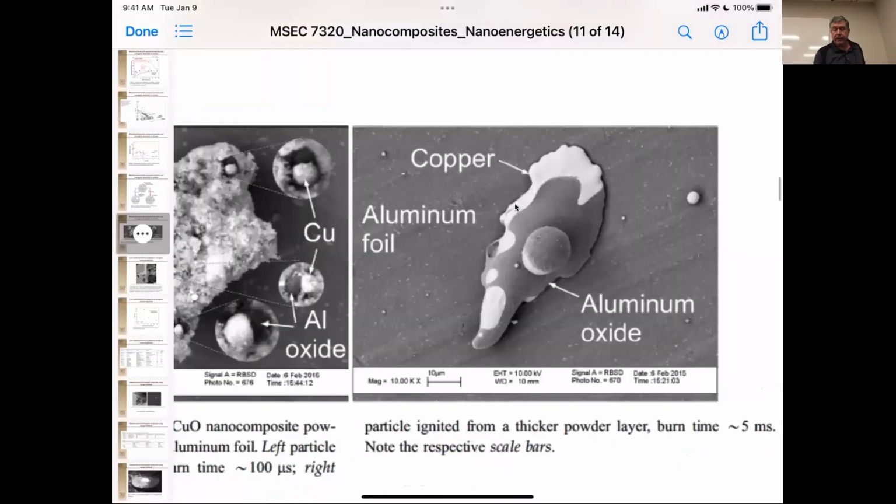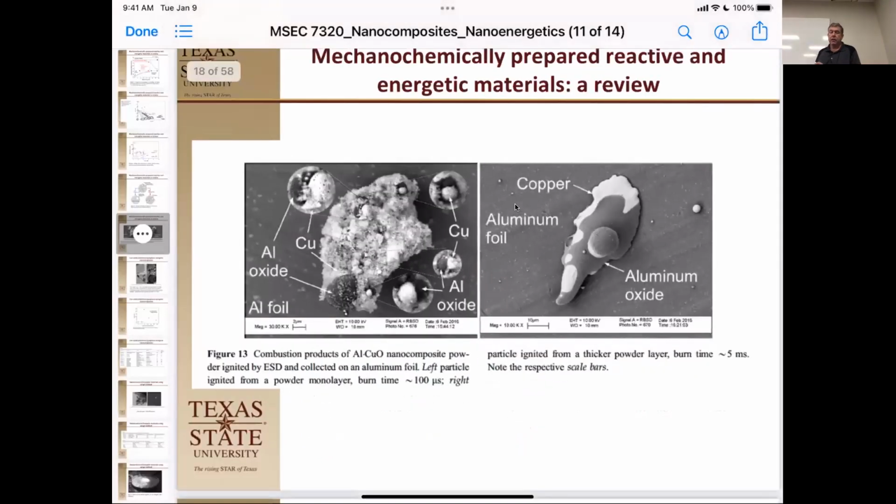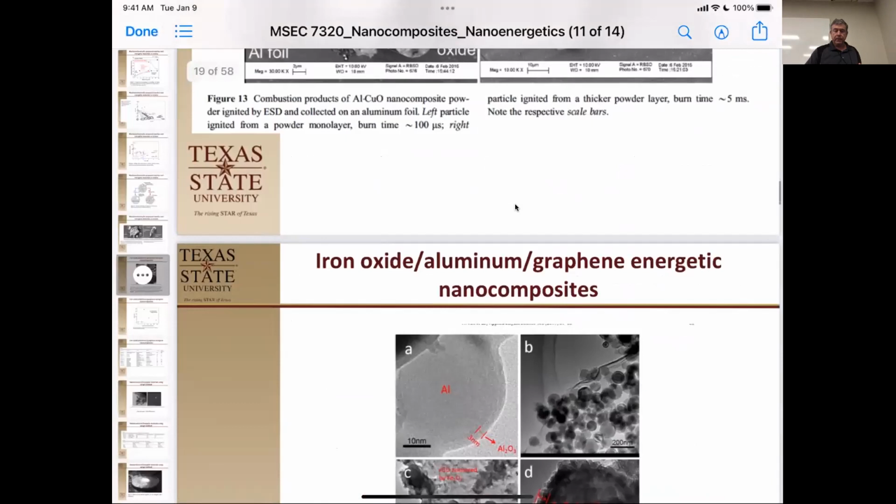If you have a slower heating rate, you get a big chunk of aluminum oxide sitting on a big chunk of copper. Okay, and so the reaction was much, much slower, gave off less heat per unit time than this reaction did. And this reaction gave off more heat per unit time, and it gave that diffuse structure to show you that it had practically exploded as it burned. Okay, so I think that's the last one for that one.